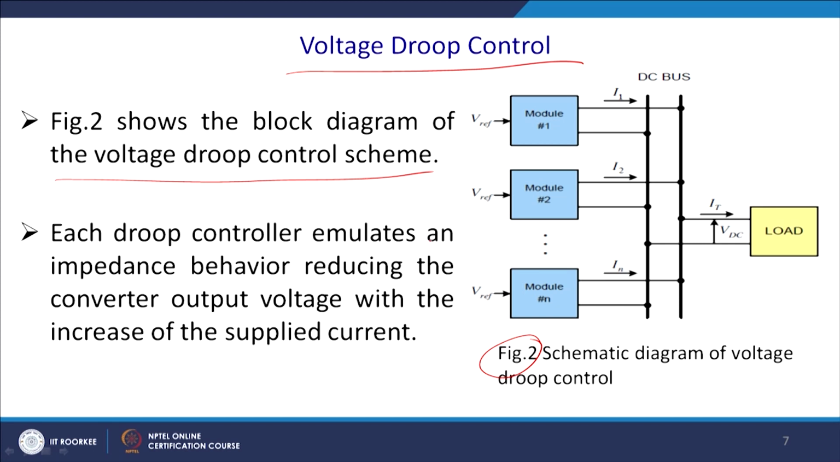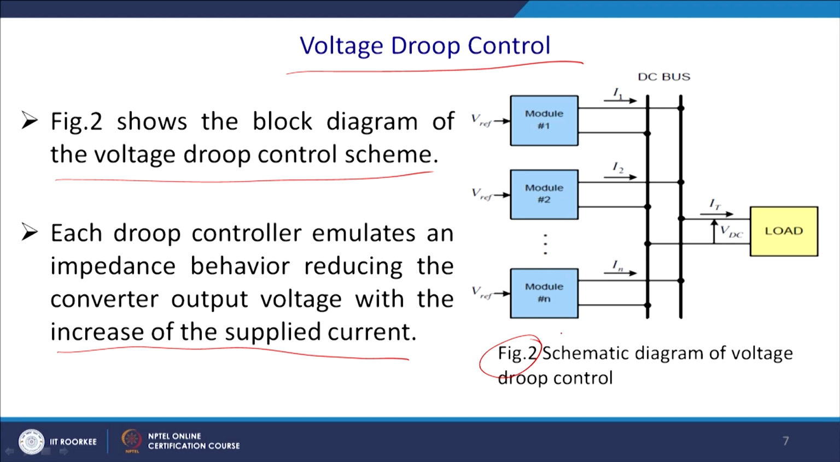Each droop control emulates an impedance behavior, reducing the converter output voltage with increasing supplied current. So, this is something we require to understand. That occurs once your loads are constant power loads. Otherwise, you will be happy if the illumination of your light is decreased a little. So, there is not much problem, and you can save power in that way. You can also have energy saving once your demand is more.